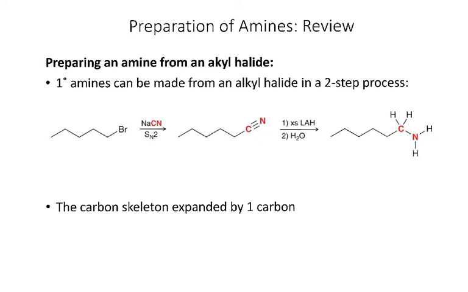Okay, so one method for making amines from alkyl halides is if I start with a primary alkyl halide, I can react that with sodium cyanide, and that will undergo an SN2 reaction where the halogen has been replaced by our cyano group. I can then reduce that with lithium aluminum hydride to give me my amine. And what's important about this method is that it expands the carbon skeleton by one carbon atom.